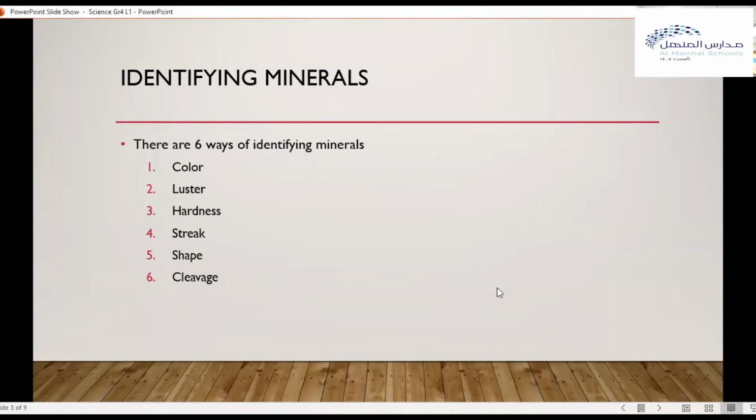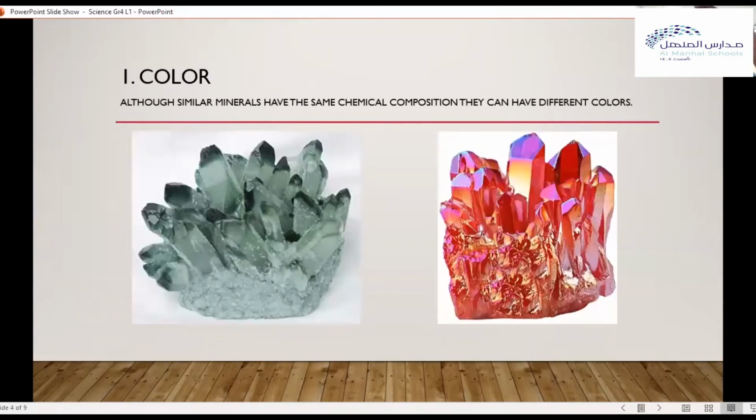Now, there are 6 different ways to identify minerals, and these ways are called color, luster, hardness, streak, shape, and cleavage. The first one that we are going to look at is the color.